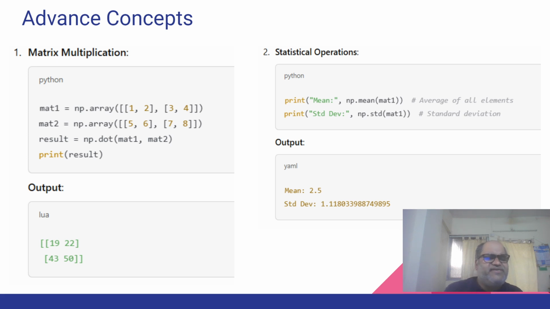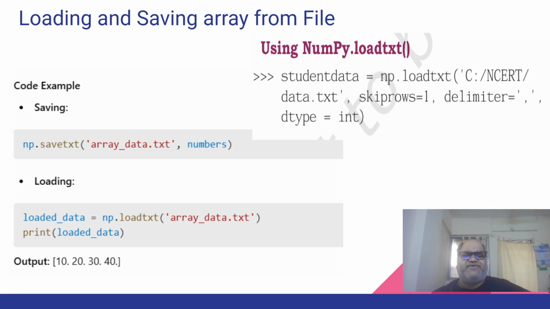Matrix multiplication, you can just call the dot operator. We saw it. For statistical operations, np.mean, np.std, np.mode, np.median, all of these standard operations are available that you can call as per your use case.